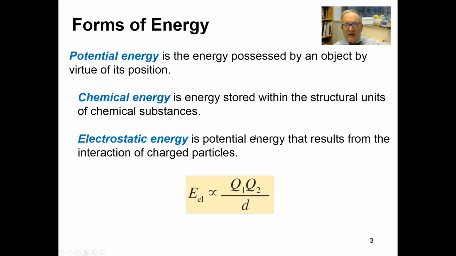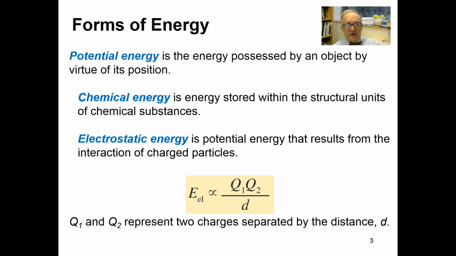There's also electrostatic energy that we're interested in. It's the potential energy that results from the interaction of charged particles. This equation shows you that electrostatic energy is proportional to the two charges divided by the distance between them. So as you increase the distance, you lessen the electrostatic energy, or as you increase the charges, it would be increased.